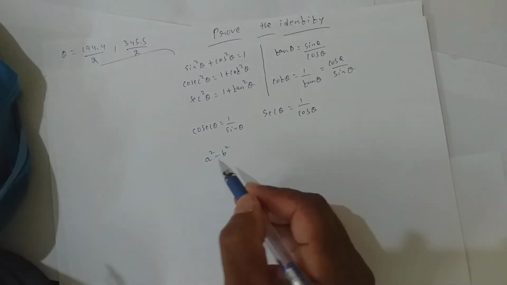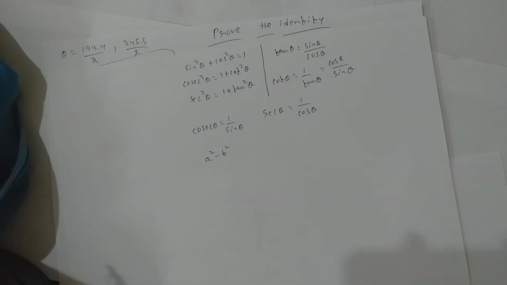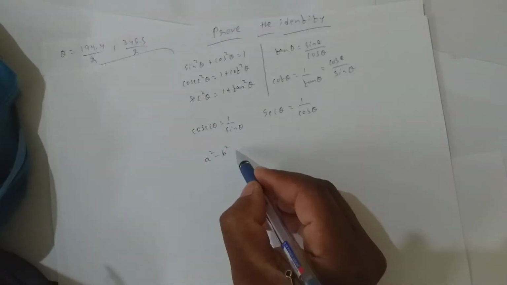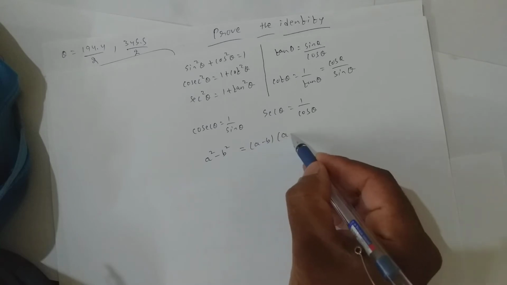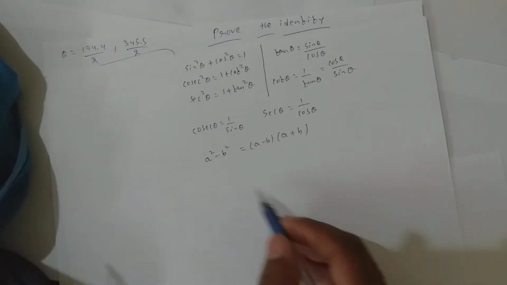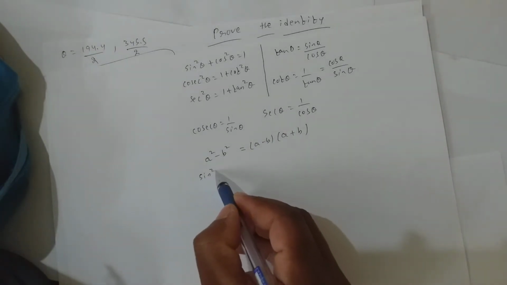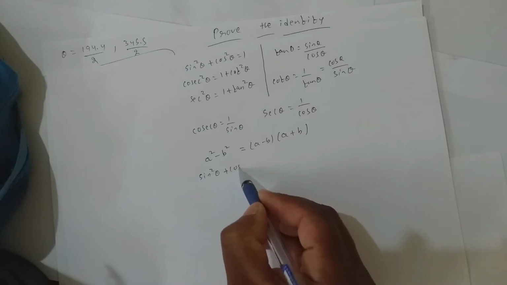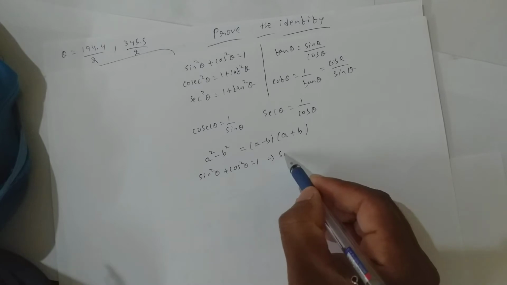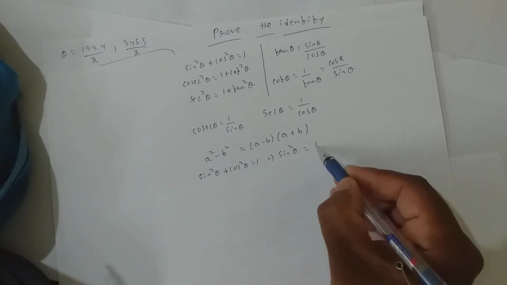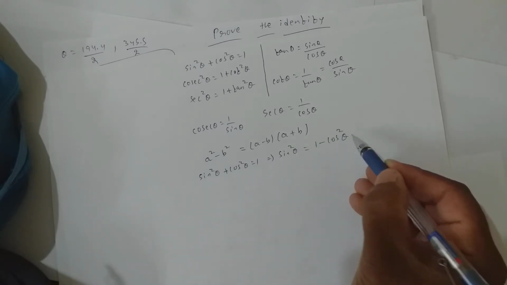And this formula, how do we use? I showed it in AS level trigonometry. In case you forgot, watch that video one more time. A square minus B square, what is the formula? A minus B into A plus B. So here, how do I apply it? Sin square theta plus cos square theta equal to 1. Send cos square to the other side. So sin square theta equal to 1 minus cos square theta.